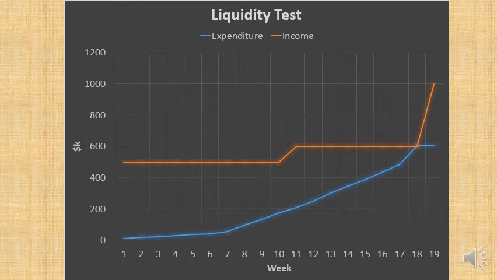Okay, well, let's look at this example then. We have now the same expenditure line, the blue line, that's that S-shaped curve. It's flattened a bit because the graph is skewed. But the orange line has changed. The orange line starts at 500,000.